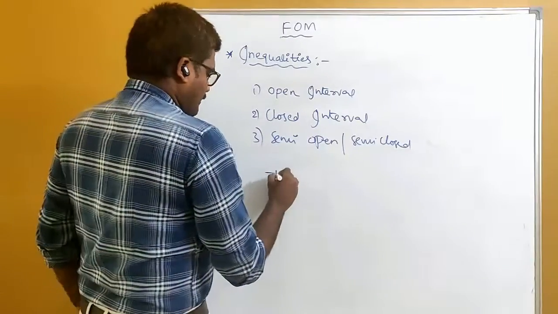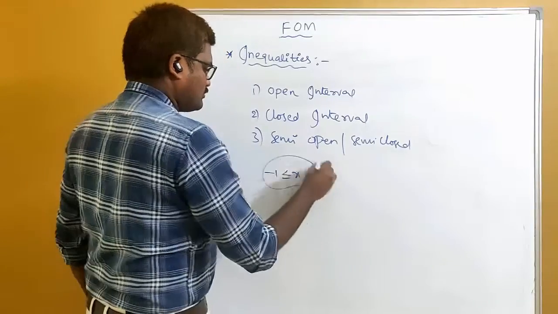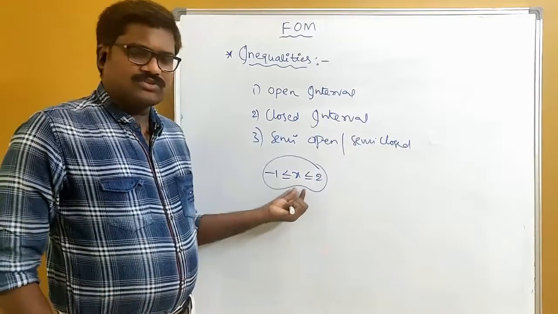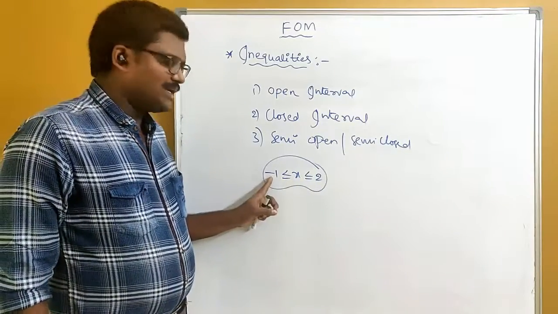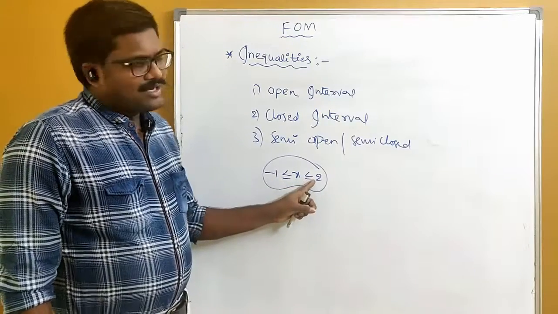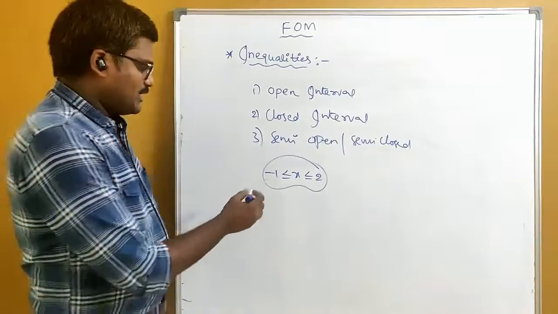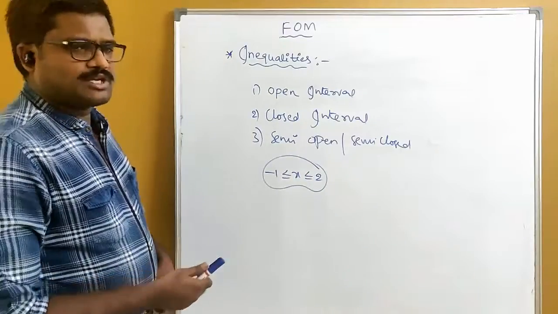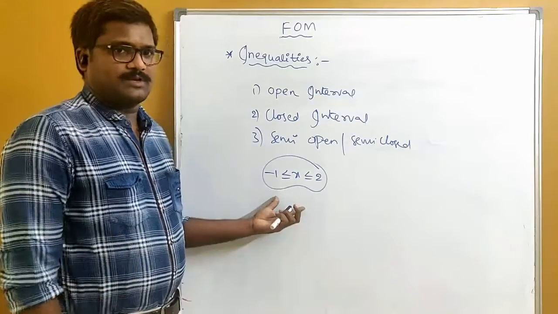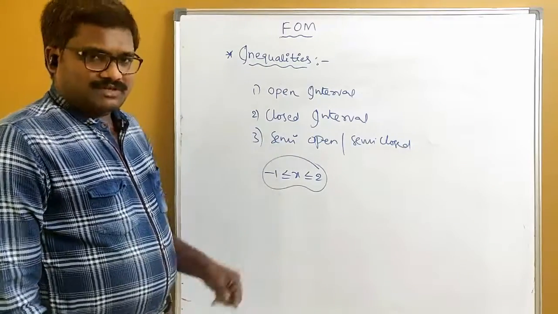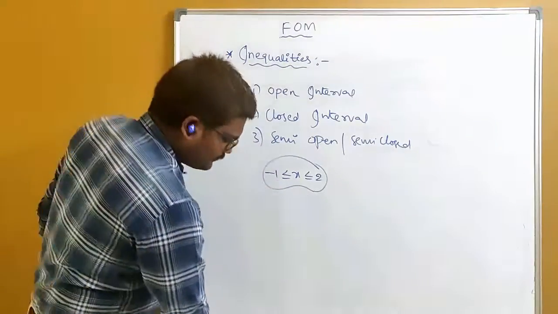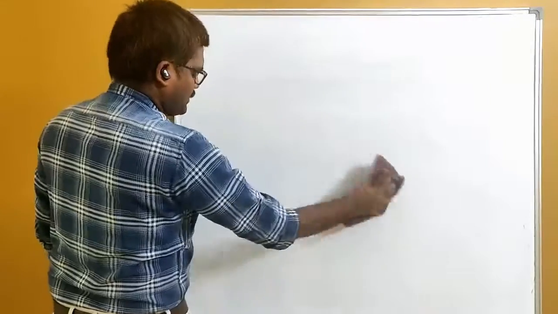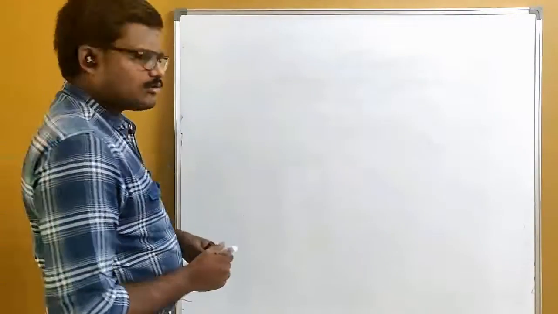When I write minus 1 less than or equal to x less than or equal to 2, there is another representation for this particular inequality. The meaning of this one is x takes all the values greater than or equal to minus 1 and less than or equal to 2. So in fact, it takes all the real numbers between minus 1 and 2, including minus 1 and 2. But in interval notation, how can I represent this particular inequality? In that case, we use intervals to represent inequalities. Now, let us try to understand what is the meaning of open interval, closed interval, and semi-open and semi-closed.